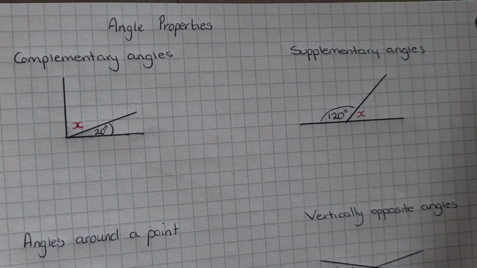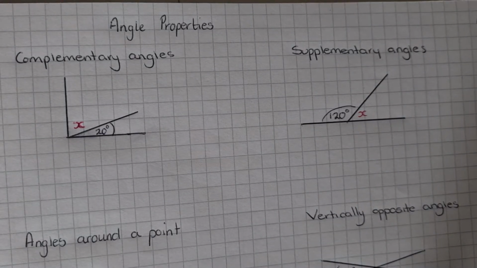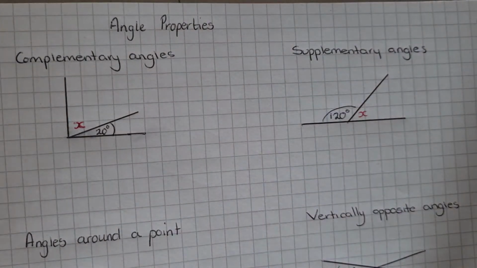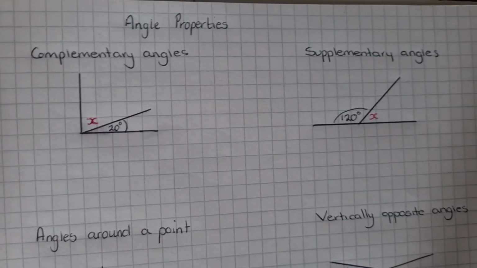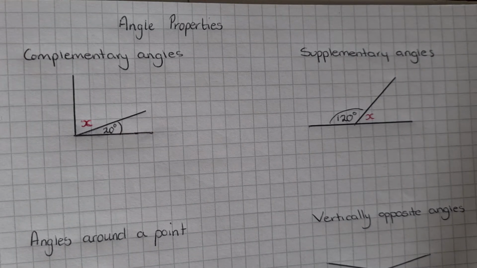We're going to do a quick recap on angle properties. So first one we're going to talk about is complementary angles. Complementary angles are when two angles add up to 90 degrees or a right angle.